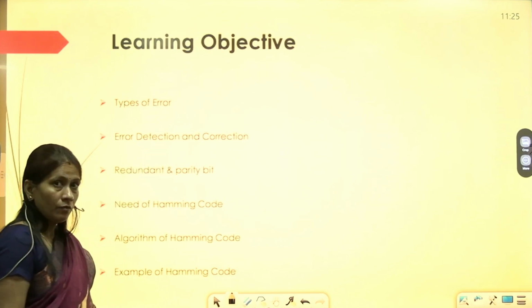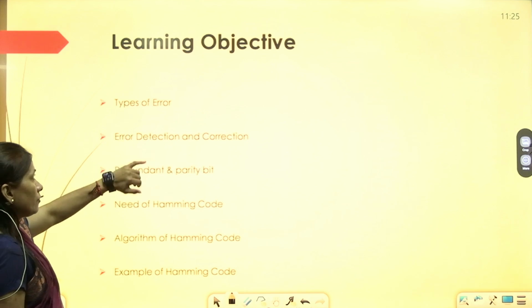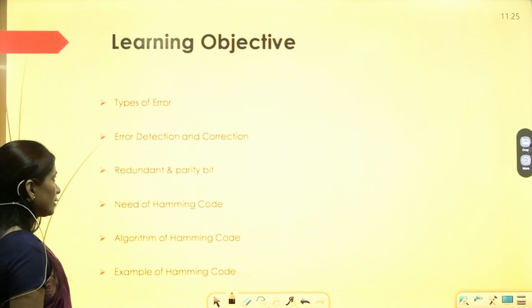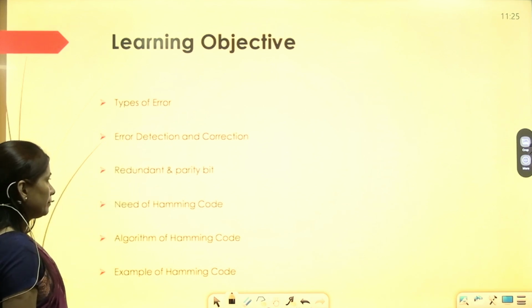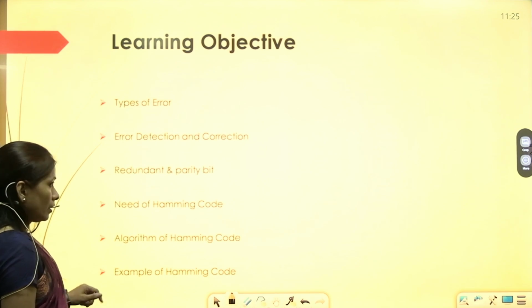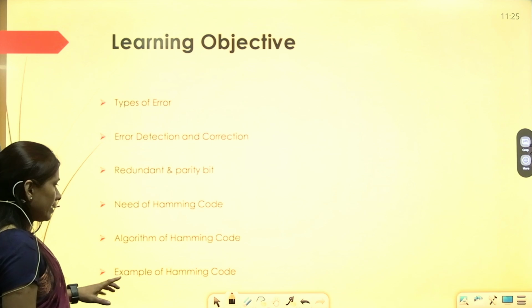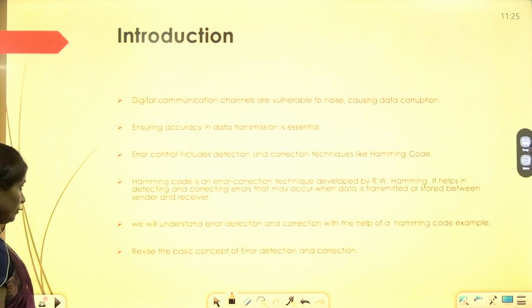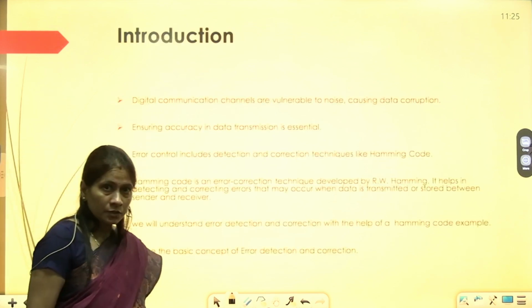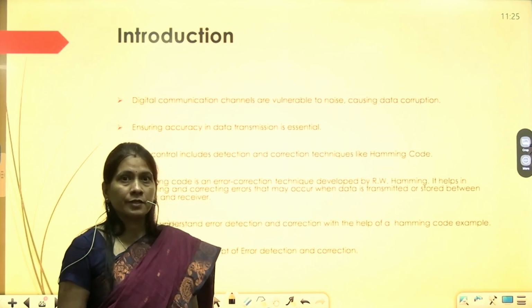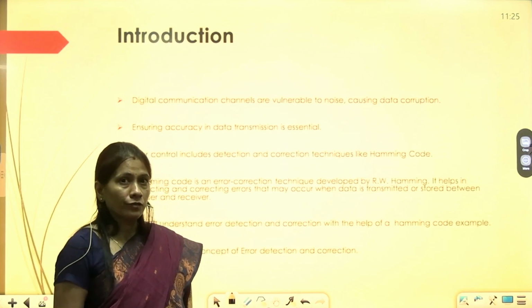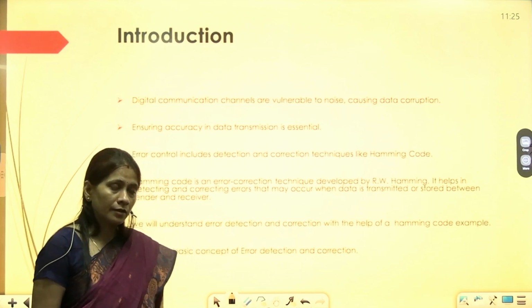Learning objective of this lecture: types of error, error detection and correction, redundant bit and parity bit, need of Hamming code, algorithm and Hamming code, example of Hamming code. First, we start with the introduction of error detection and error correction. What is error detection and error correction?